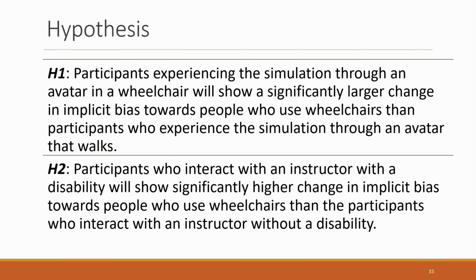Hypothesis 1: participants experiencing the simulation through an avatar in a wheelchair will show a significantly larger change in implicit bias. And hypothesis number 2 is: participants who interact with an instructor with a disability will show a significantly higher change in implicit bias toward people who use wheelchairs.